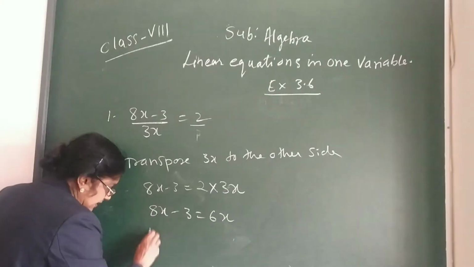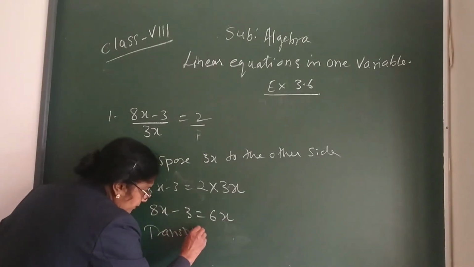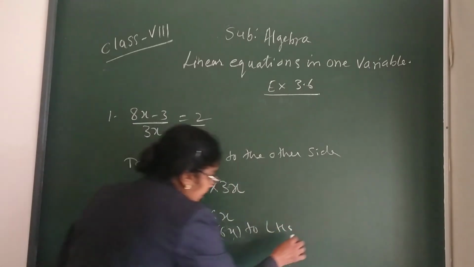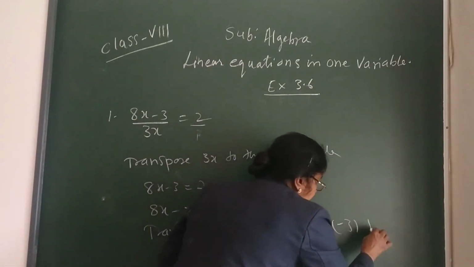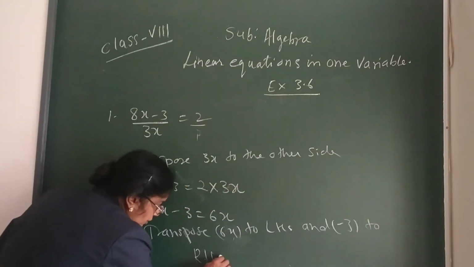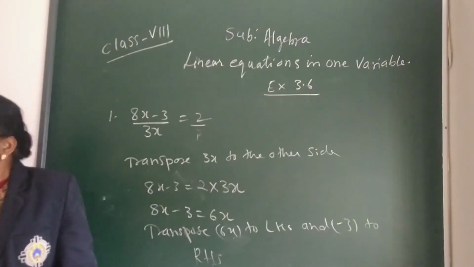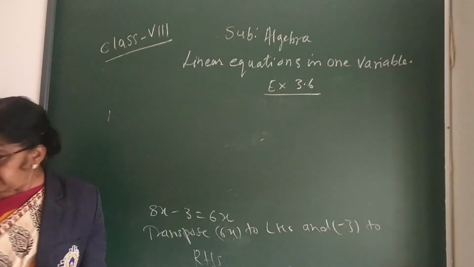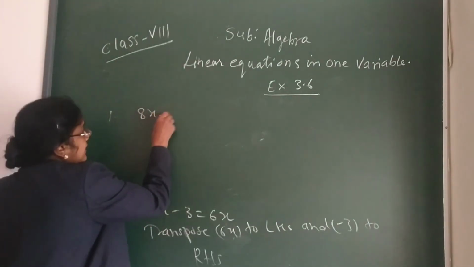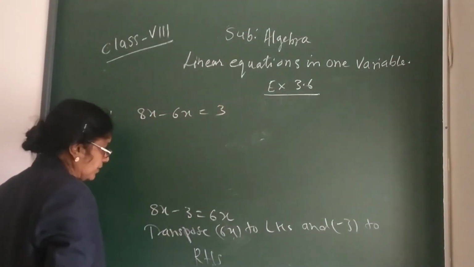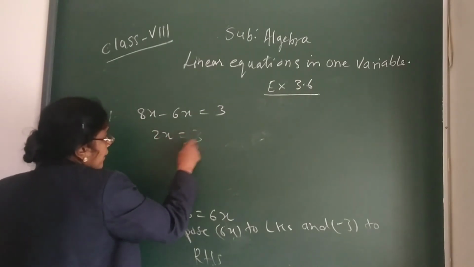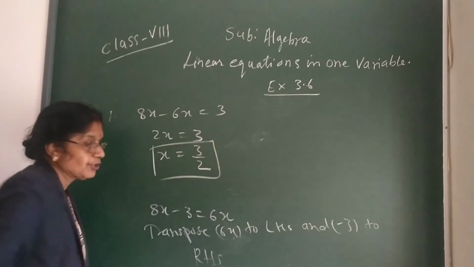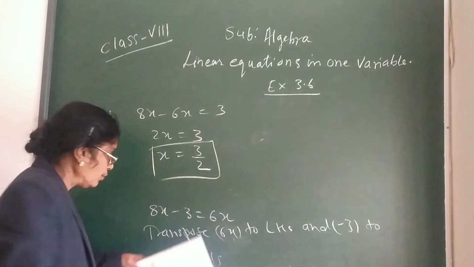Now transpose 6x to the LHS and minus 3 to the RHS. So we are going to transpose both. What do you get when you transpose? You will get 8x minus 6x is equal to 3. What is 8x minus 6x? 2x is equal to 3. So x is equal to 3 by 2. So the value of x you got is 3 by 2. So came to know how to do it.